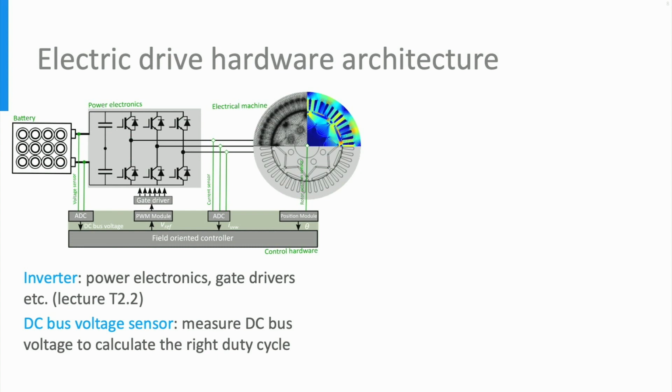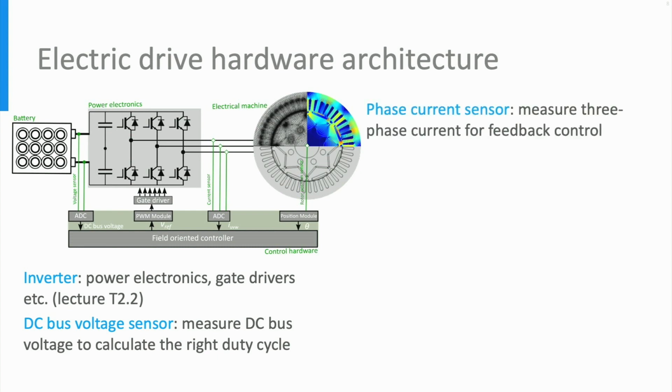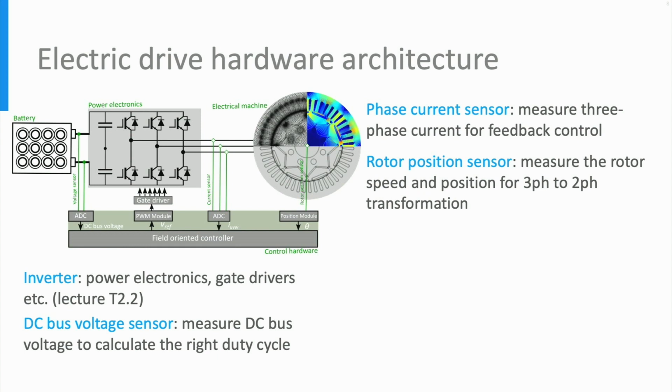The phase current sensor placed between the inverter and the electrical machine measures the phase current for feedback control. The rotor position sensor placed near the rotor measures the rotor speed and its position for the reference frame transformations.